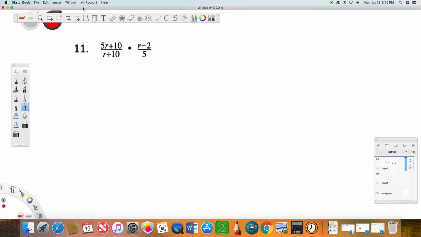So let's start out by writing these two fractions as a single fraction. Multiplication is pretty easy when it comes to fractions. You just multiply the numerators together and you multiply the denominators together. I'm going to write the 5 out in front because the order of multiplication doesn't matter. So it's pretty easy for me to see right now what my restriction is. In my denominator, I can see that r can't be a negative 10.